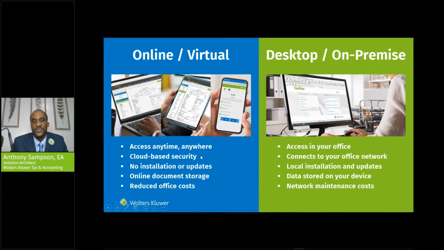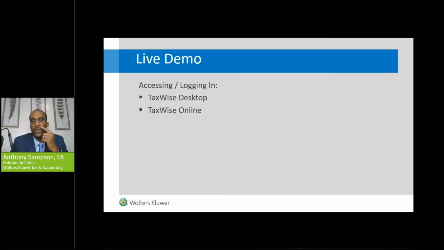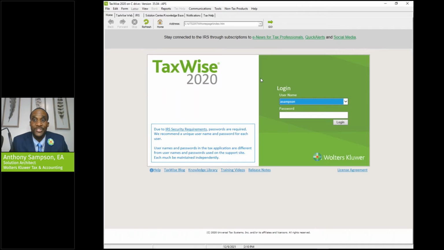So these are the two differences between a desktop and an online environment. What I want to do is walk you through TaxWise as our presentation. TaxWise is a tax compliance software that Wolters Kluwer owns, and I'm going to show you how to access it and how to log in. This is the desktop version of TaxWise, the one that would have to be installed on your computer. I'm going to log in and put my password in.